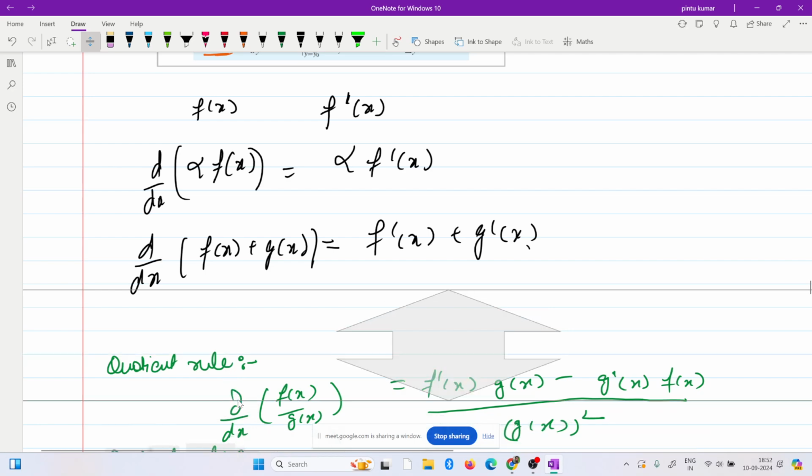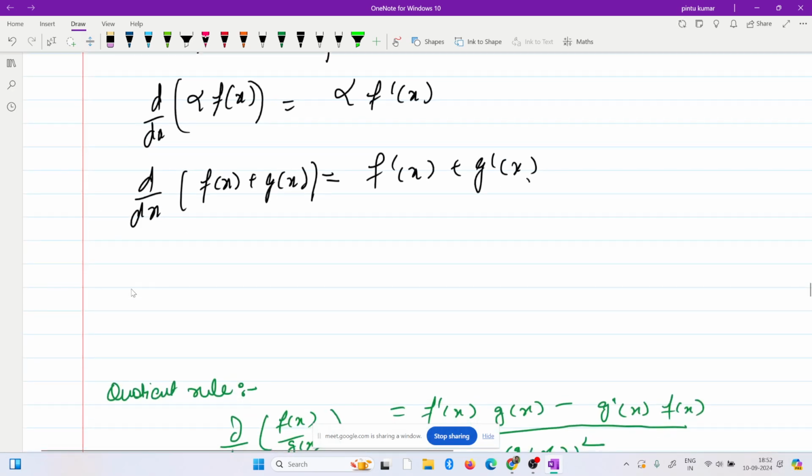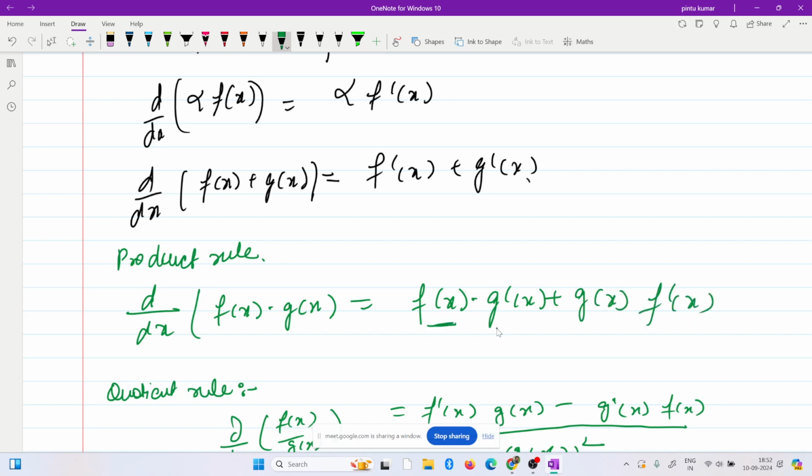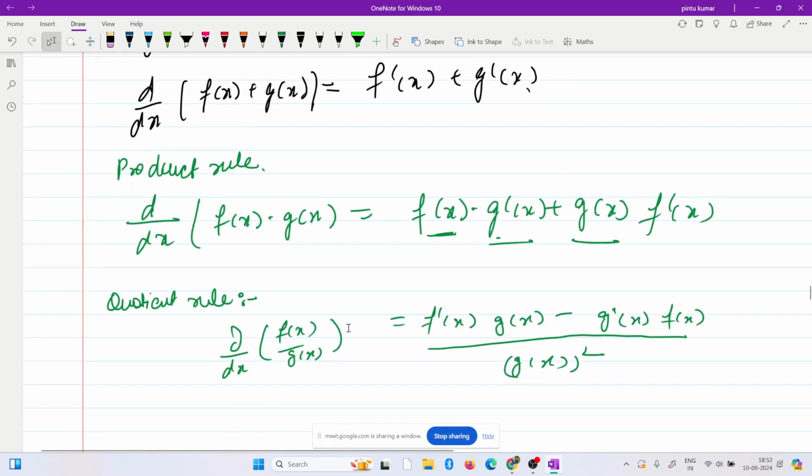Now, two important rules. One is called product rule. So if you have d by dx of f x into g x, then this is given by f of x into g dash x plus g of x into f dash x. So one of them you keep constant and take the derivative of the other, plus next time you keep the other one constant and take the derivative of the first. Okay, this is called product rule.